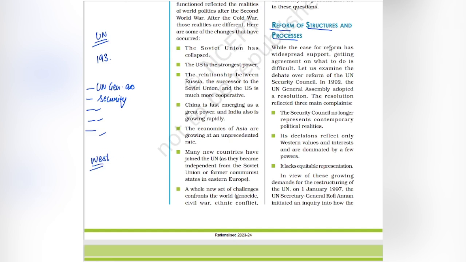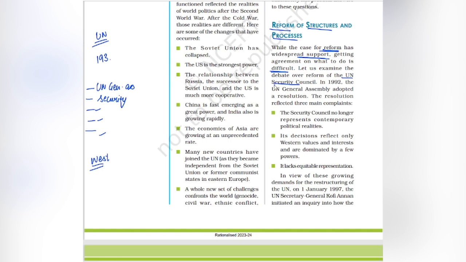So basically the case of the reform of the UN was getting widespread support. Basically all the countries that were a part of the United Nations or that are a part of the United Nations have been demanding a change in the structure, right? Getting agreement on what to do is difficult, it is really difficult to agree upon a single point, like what kind of changes do we really want in the United Nations. So there was a debate in the United Nations Security Council, right?